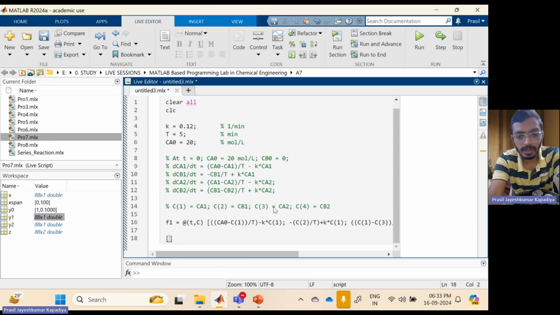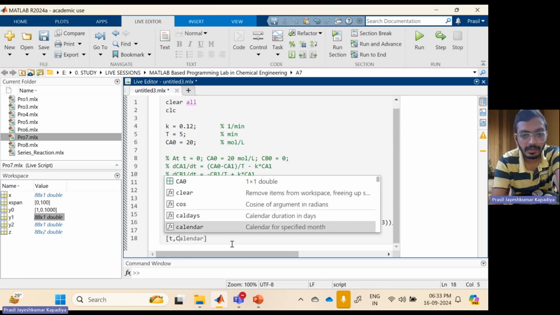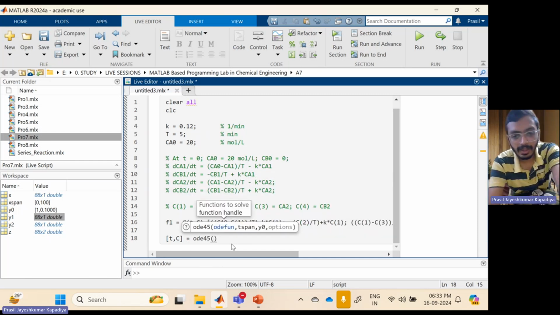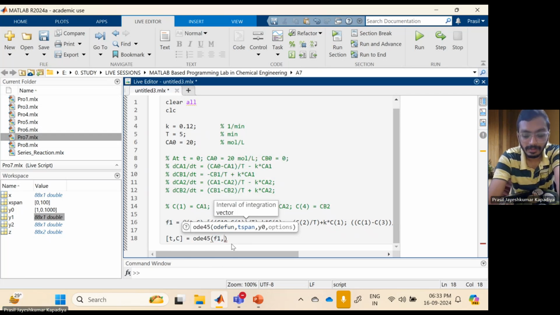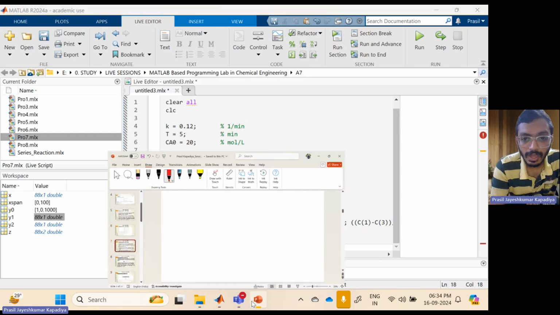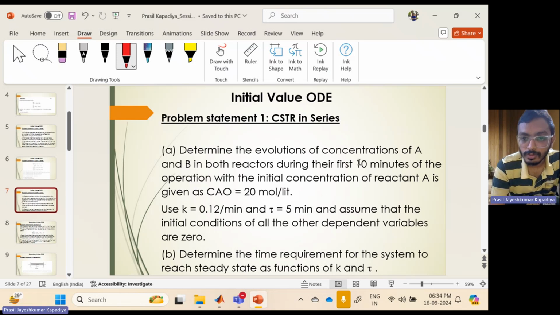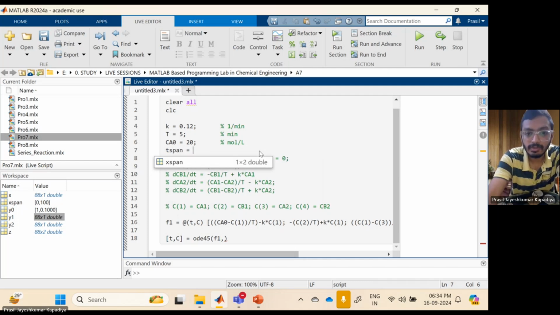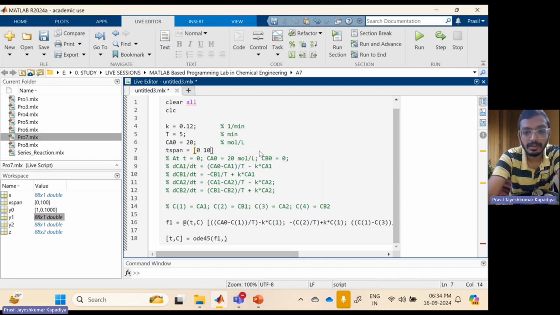I need to call my solver: T, P equal to ode45, and then I will call my function. Then for the time span, for what amount of time we are supposed to solve, it is told, so for 10 minutes. So let's say I'm defining my time span from 0 to 10. Right?